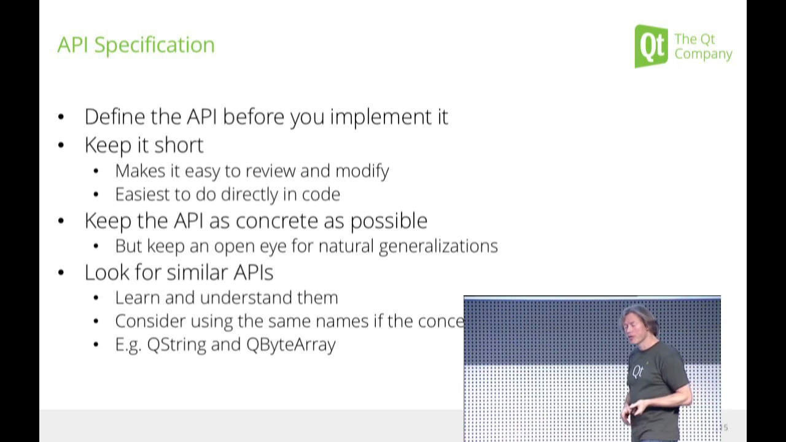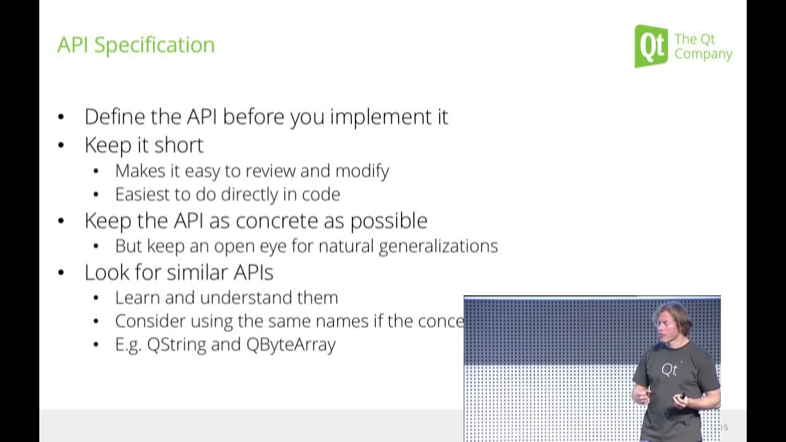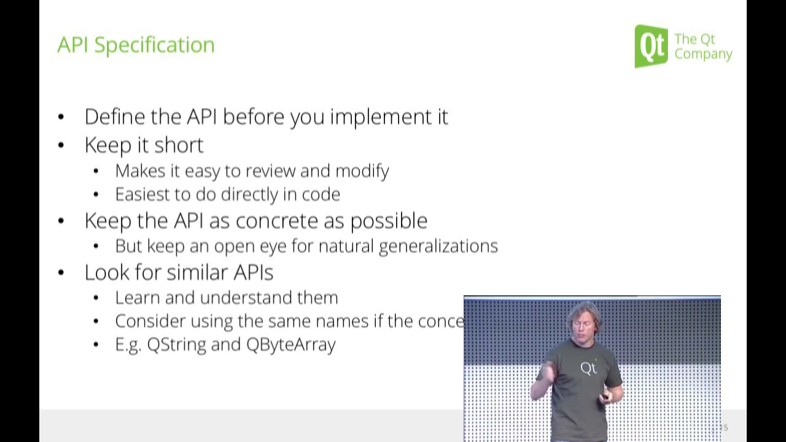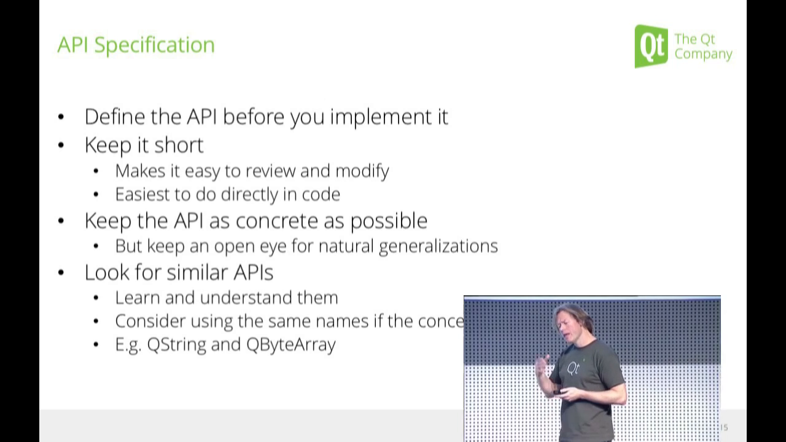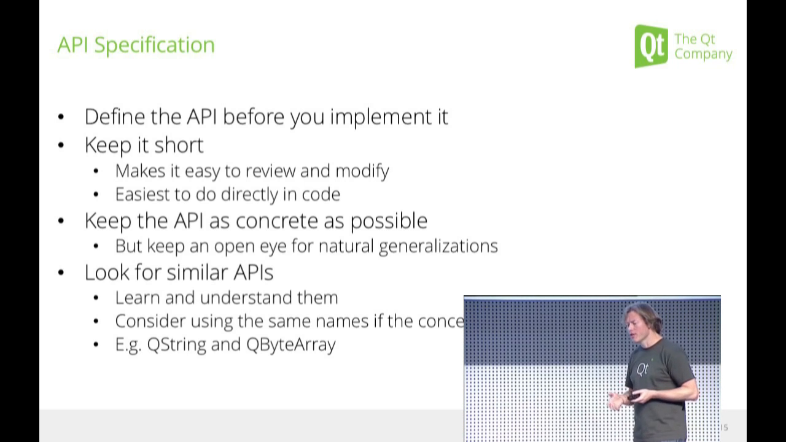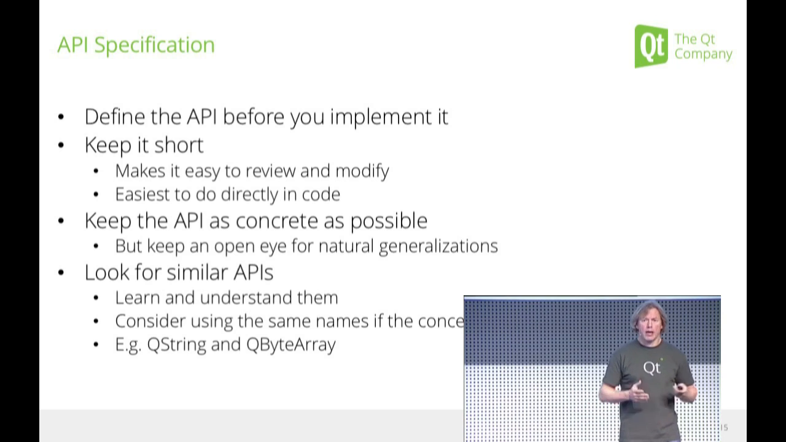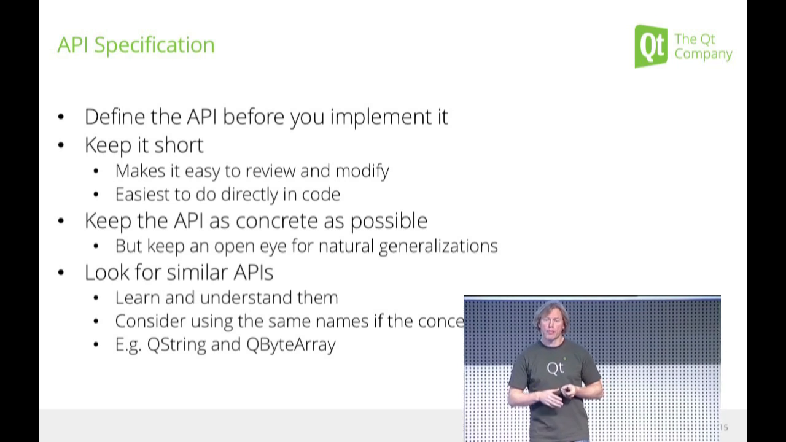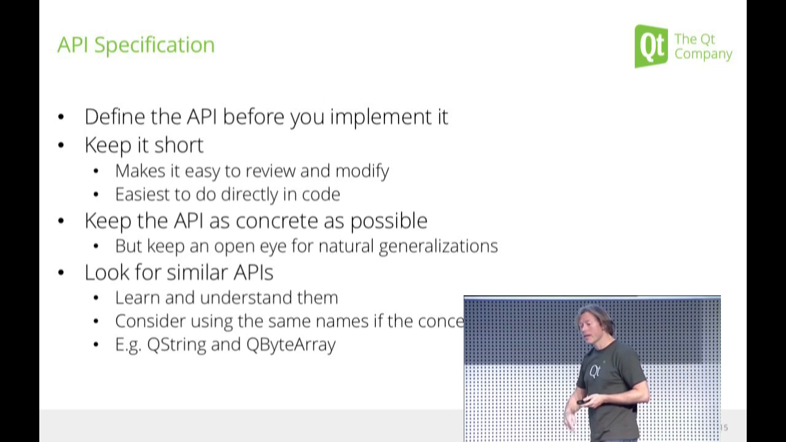Then look around in your ecosystem, in your community, at the other APIs that you're using. Are there similar APIs? Learn, understand them, and find the similarities. And if the concepts are the same, use the same names. For example, in Qt we have QString and QByteArray. One is a Unicode string, the other is an 8-bit char array. But many methods in there are actually the same. They're doing the same thing, like indexOf, case conversions, and truncating, so left, right, mid. Of course, the methods are named the same and have the same signature as much as possible, to make it easy: once people understand one class, they know immediately how to use the other one. That helps.